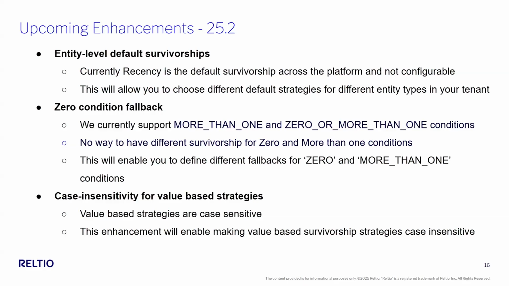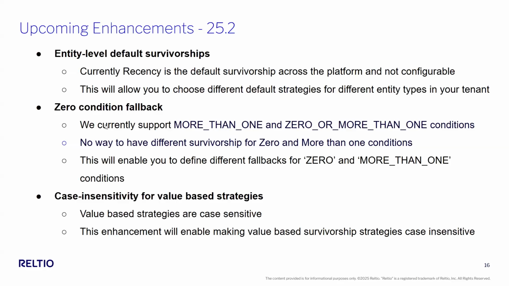Now, assume you have an entity with 150 attributes, okay? And you want the default survivorship to be source system for all of those attributes. As of now, you would have to update every attribute survivorship strategy to source system or whatever you want, because the platform will always fall back to the default, which is recency. But after this change, you'll be able to configure a default survivorship strategy per entity. On every entity, you'll be able to configure the default survivorship strategy, and that will be used when no other survivorship strategy is defined on the attribute.